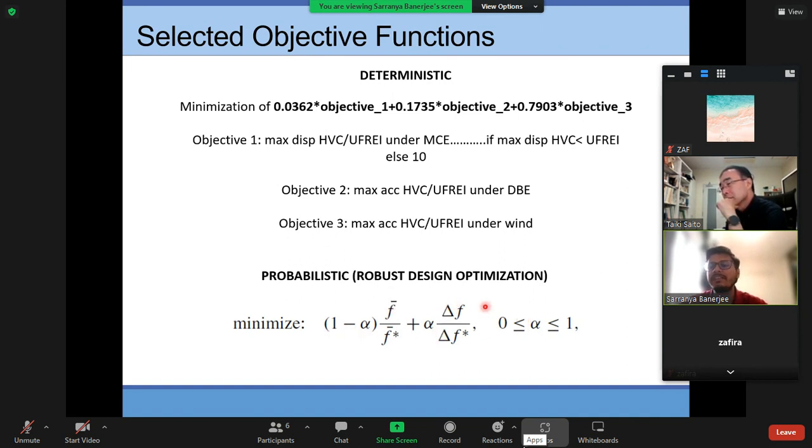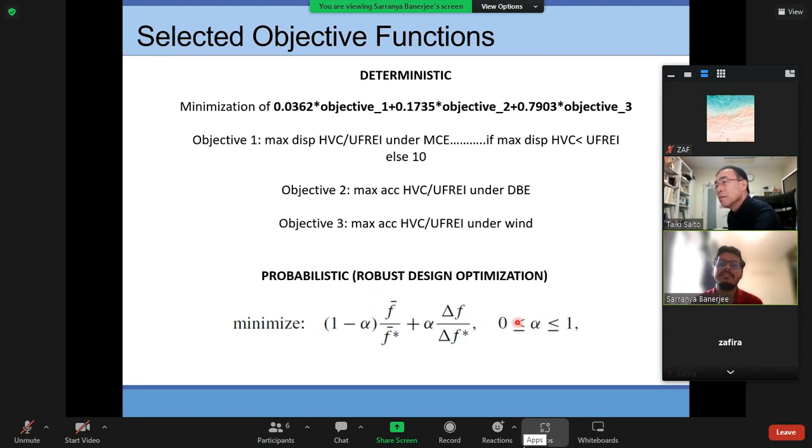So this weight function could be anything between 0 to 1. If the weight function is 0, it means that they are only interested in reducing the mean of the objective and not reducing the standard deviation. And if this weight function is 1, they are only interested in reducing the standard deviation and not the mean.